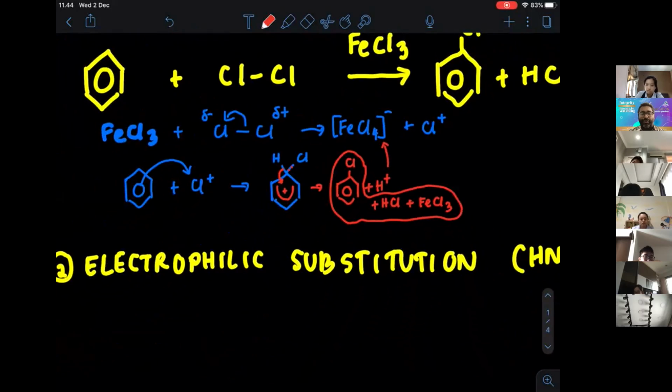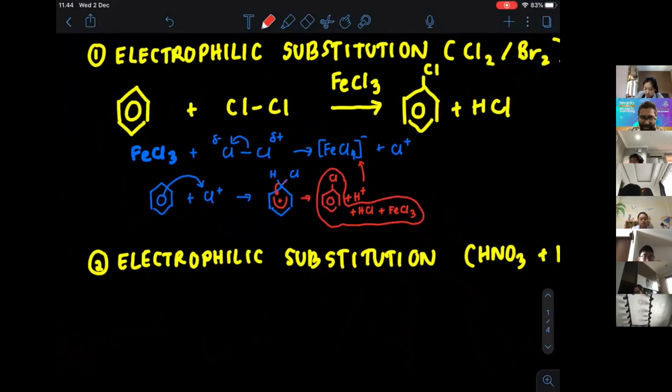And how do you show the mechanism of the reaction? If we want to draw the mechanism, please remember that the curly arrows are what we need to focus on. We have done this, so I'm just telling you again. What are the things that we need to focus on?